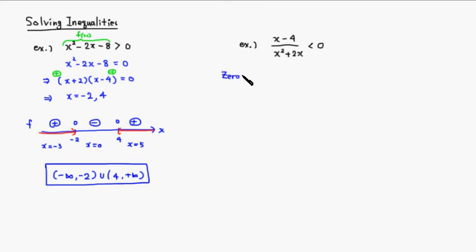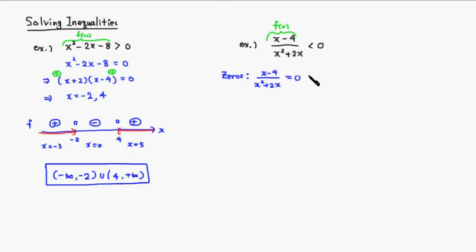Right, 0 is the same as x-intercepts, right? So we set this whole function equal to 0. Again, I'm going to call this function f of x. So the zeros of f: we set this whole function, (x minus 4) over (x squared plus 2x), equal to 0.